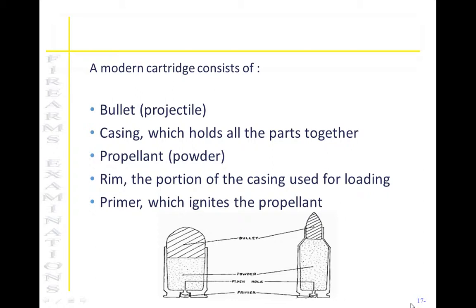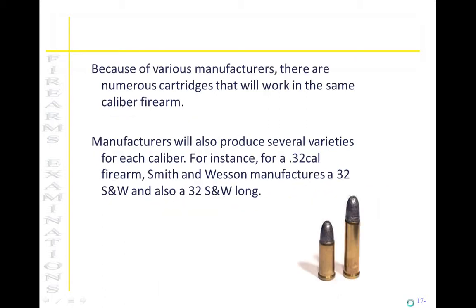So if we talk about what components are in a modern cartridge, this slide shows you how more or less a cartridge is put together. It contains several different portions, many of which can actually be analyzed. It primarily contains the bullet or the projectile, the casing which holds all the parts together. It's also going to contain a propellant, which is the powder, a rim, which is the portion of the casing used for loading, and then the primer, which ignites the propellant.